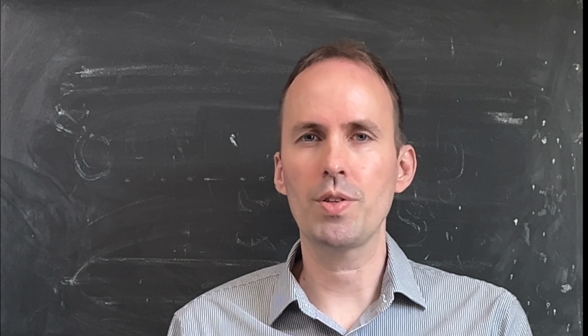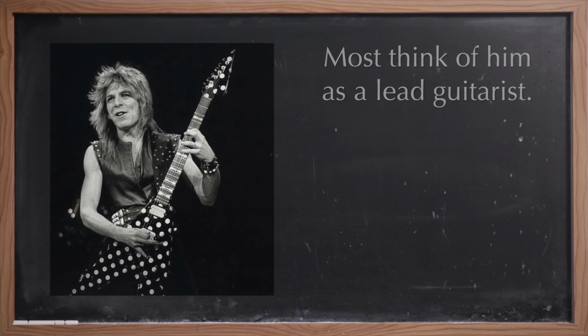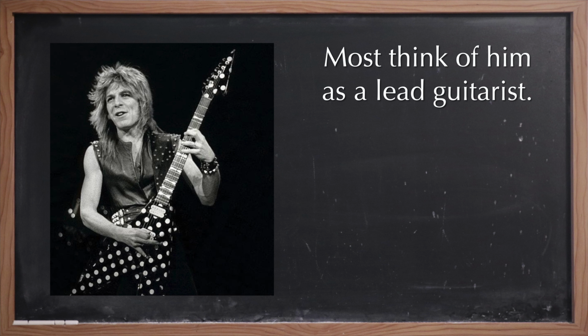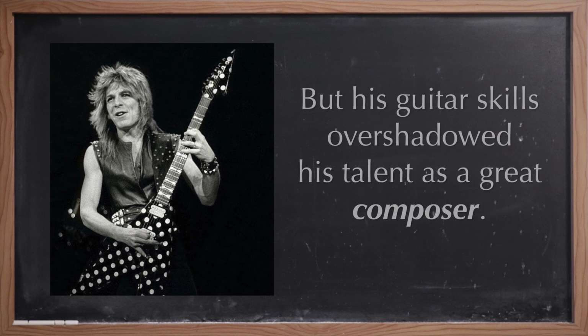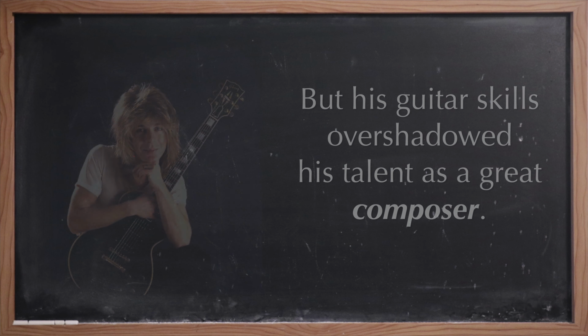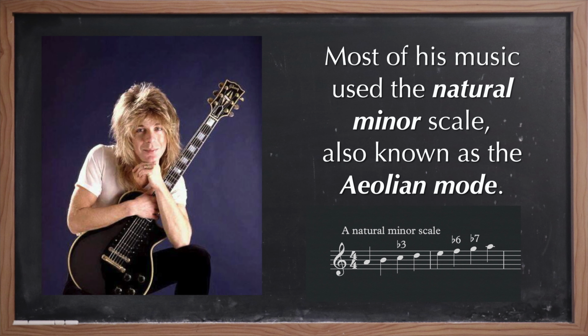So let's get started. When most people think of Randy Rhoads, they think of a great lead guitar player. Which is all true. He was a fantastic guitar player. But I don't think he gets enough credit as a composer. So the first thing to know is that most of the songs that he wrote with Ozzy Osbourne used some form of the natural minor scale, also known as the Aeolian mode.